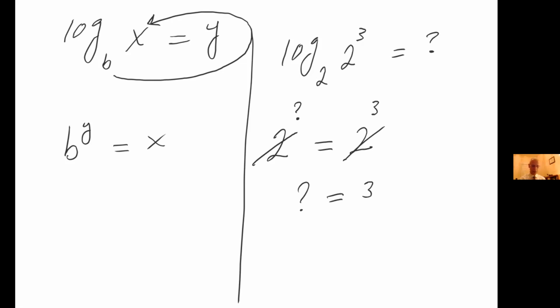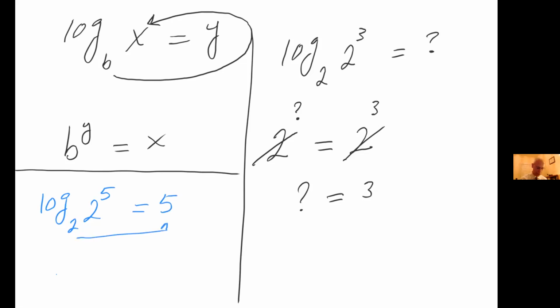So now let me change color. If I have, let's say, log base 2 of 2 to the power of 5, I know this must equal 5. Why is that? Because 2 to the power of this must equal 2 to the power of 5. So a shortcut, without explanation, of course, confusing, would be just to cancel this right here.